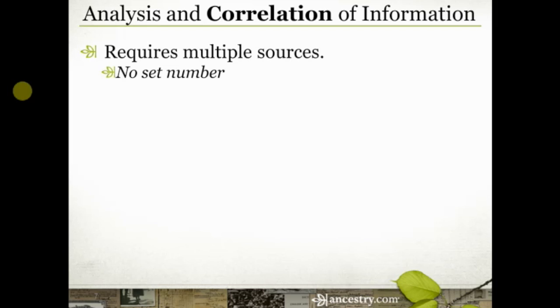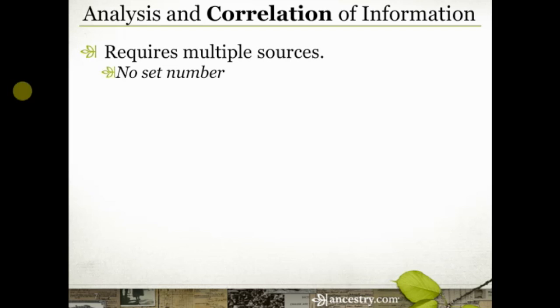Now, it's really important to remember that there is no set number. A lot of times I'll hear people say, oh, well, I need 3 sources for every piece of information that I enter into my family tree. And that is absolutely not true. There is no set number. You need as many pieces of information as you can correlate before you come to a conclusion. And we'll talk here in just a second about one of the reasons why that's true, but keep that in mind, okay? First of all, it requires multiple sources.